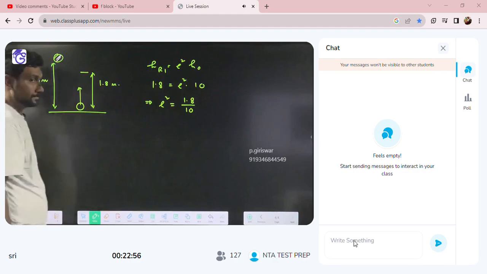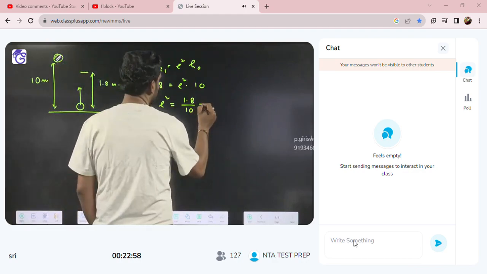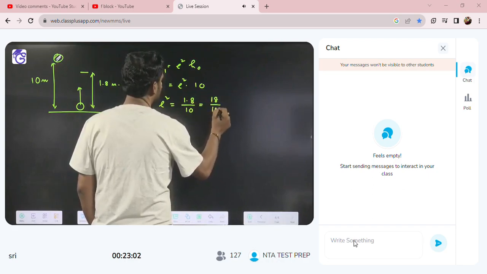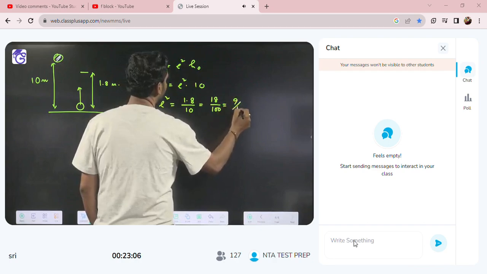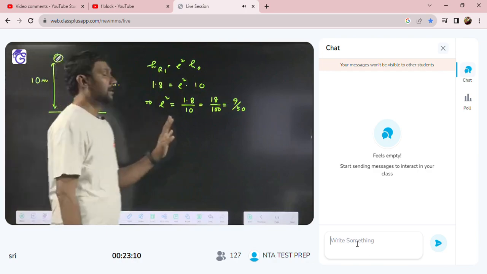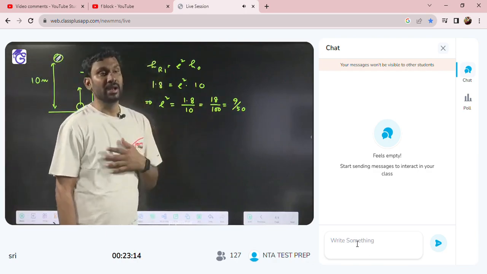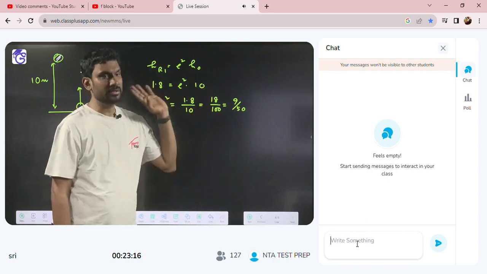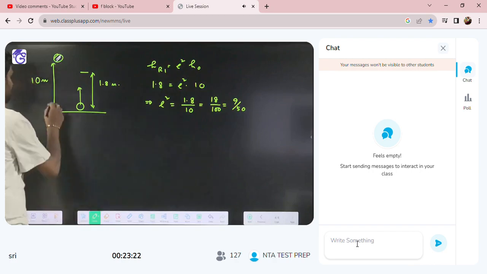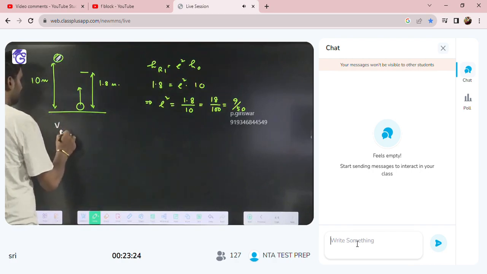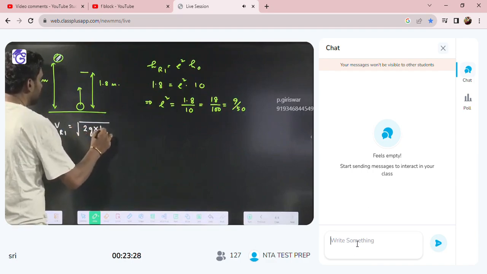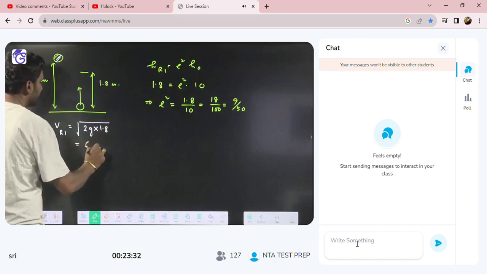All right. And this becomes 18 by 100, so that is 9 by 50. So that is one of the ways, but I'll come to the way to correlate that, so that you will definitely get to know why this is happening. Now look here, VR1 is coming as root under of 2g into 1.8, that is coming as 6 meter per second.